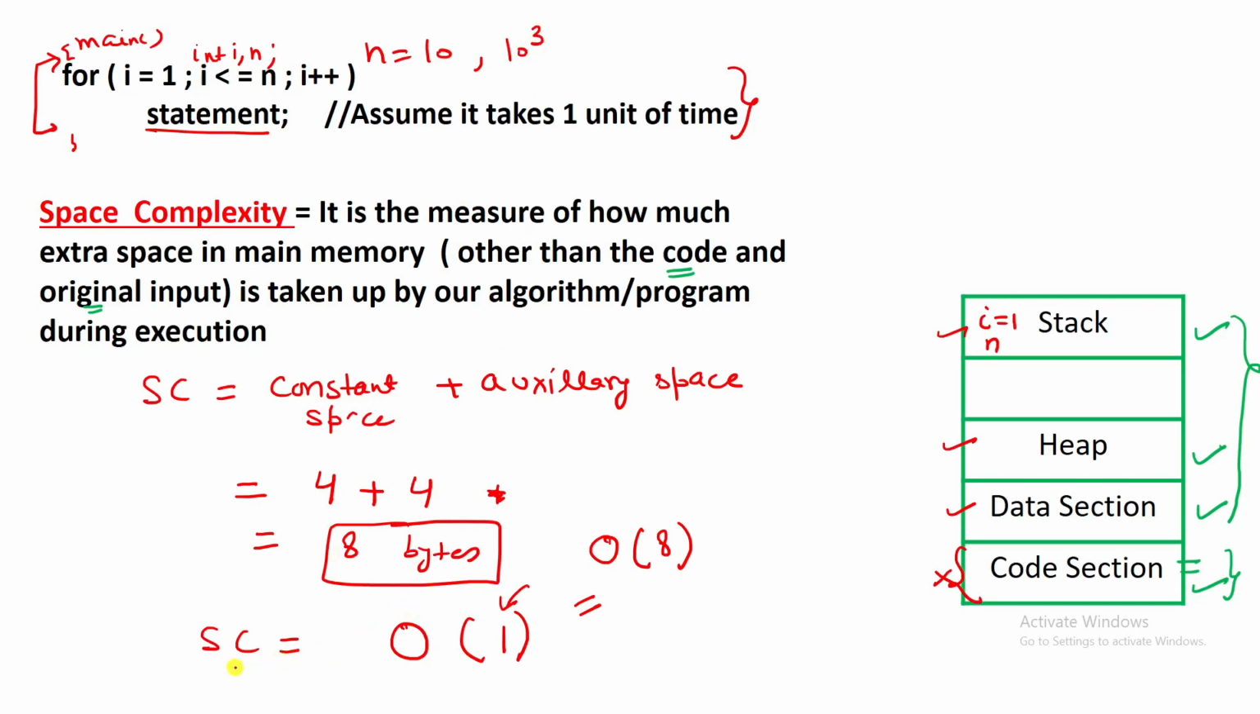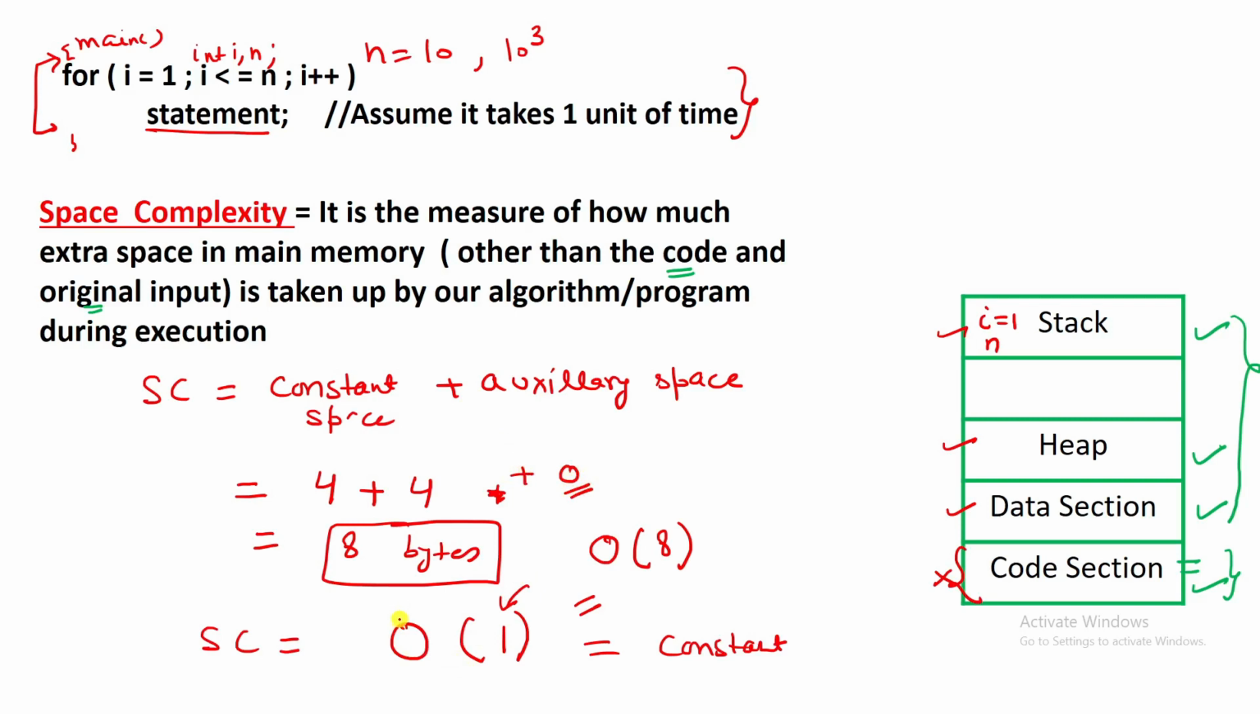So that means space complexity will not be affected by the changing value of n. Space complexity will not grow with n, it will remain constant. So you can say space complexity is order of 1, that is constant. So you can say the space was constant. Actually, there was no auxiliary space, no extra space was taken.